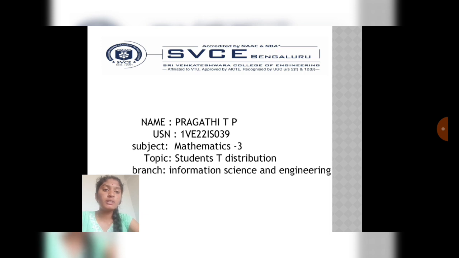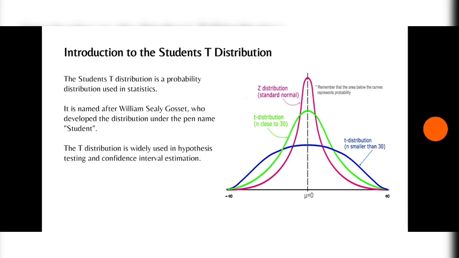Today's topic is the student's t distribution, and now let's see a deep explanation of the student t distribution. Introduction to the student t distribution. The student t distribution is a probability distribution used in statistics. It is named after William Sealy Gosset, who developed the distribution under the pen name Student. The t distribution is widely used in hypothesis testing and confidence interval estimation.